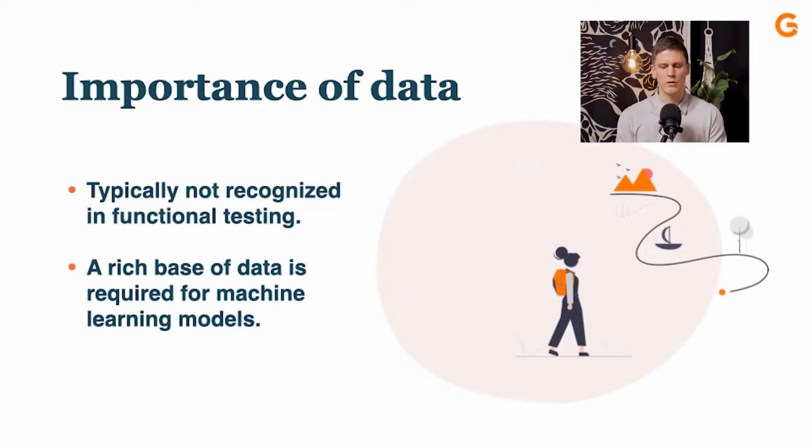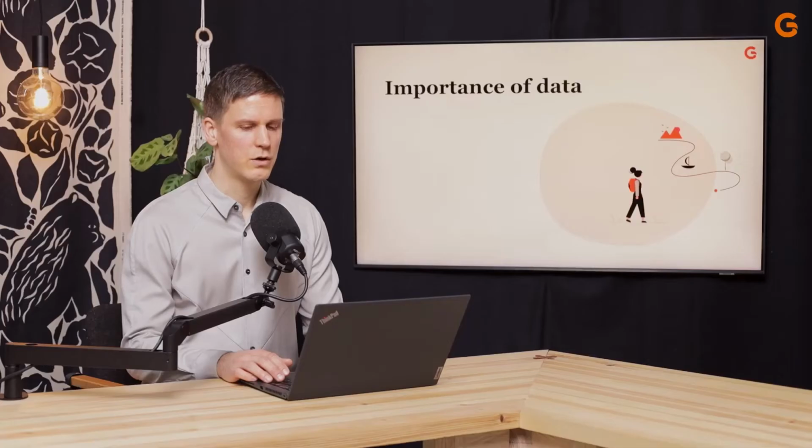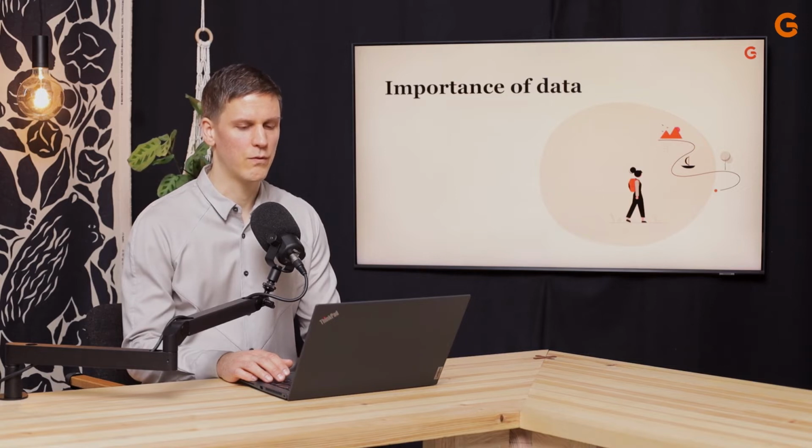To understand why the importance of data in testing is generally not recognized, let's look at how functional testing is typically done. As we discussed in our previous video, much of test automation is actually quite mechanical, or so-called brute force automation, in which a rigid script is repeated every time. So the role of automation is just to perform tasks more rapidly than a human.